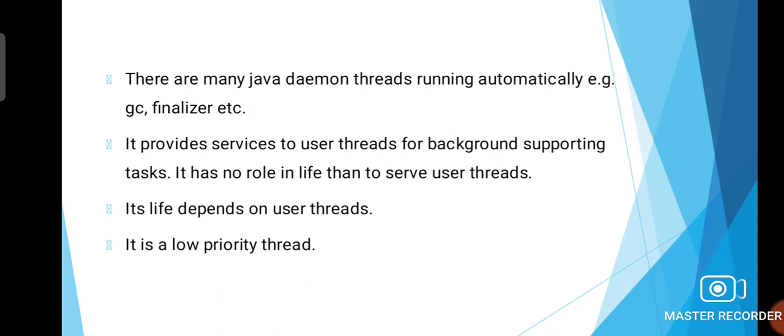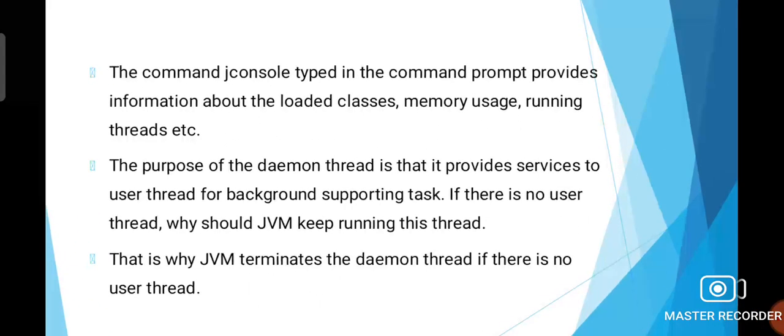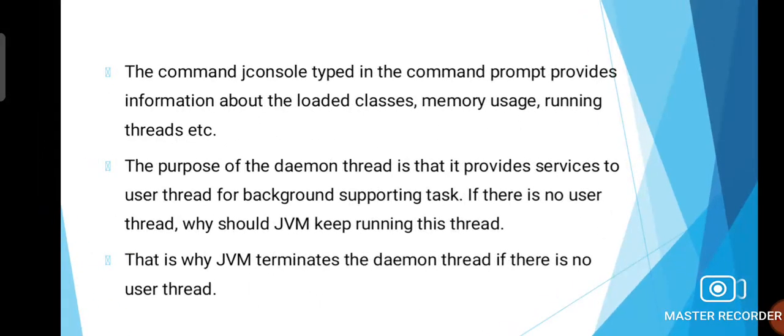The lifetime of the daemon thread depends upon the user thread. The daemon thread works as long as the user thread performs its operation. And when compared to the user threads, the daemon thread has a low priority. The command console typed in the command prompt provides information about the loaded classes, memory usage, running threads, etc. So these are all the features associated with the daemon thread.